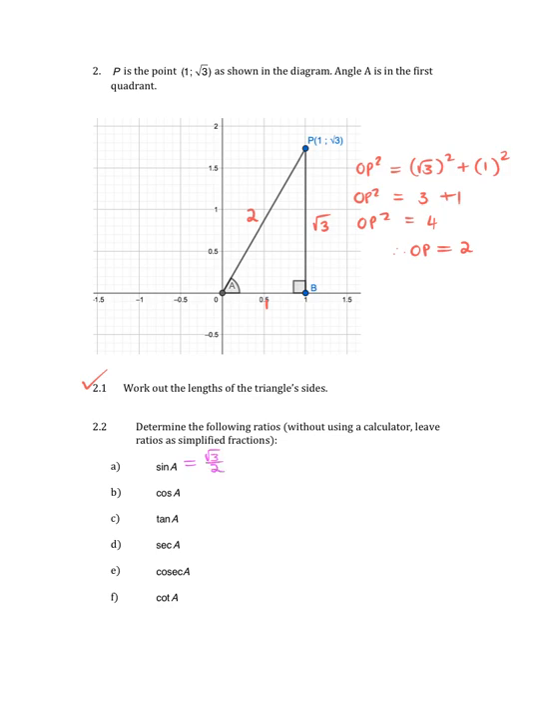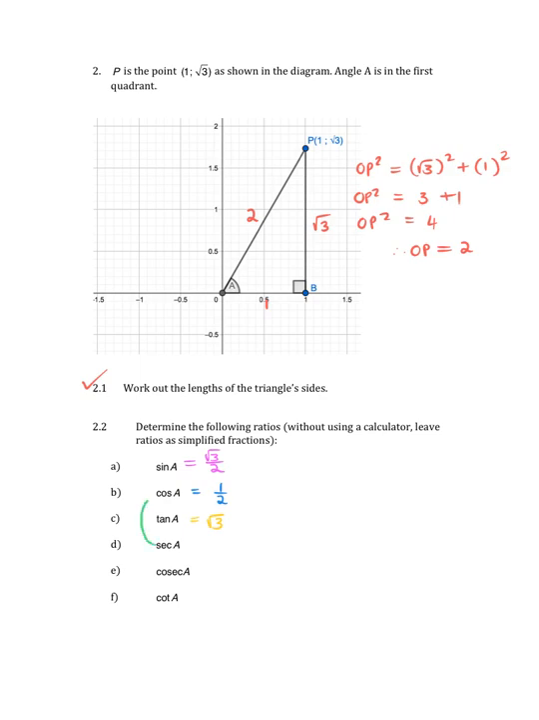Cos of A, cos is adjacent over hypotenuse, or x over r. So that is going to be 1 over 2, which is a half. Tan of A, right? So tan is opposite over adjacent, or y over x, and that is simply root 3 over 1. I'm just going to write root 3 because that says the same thing, doesn't it? Yes.